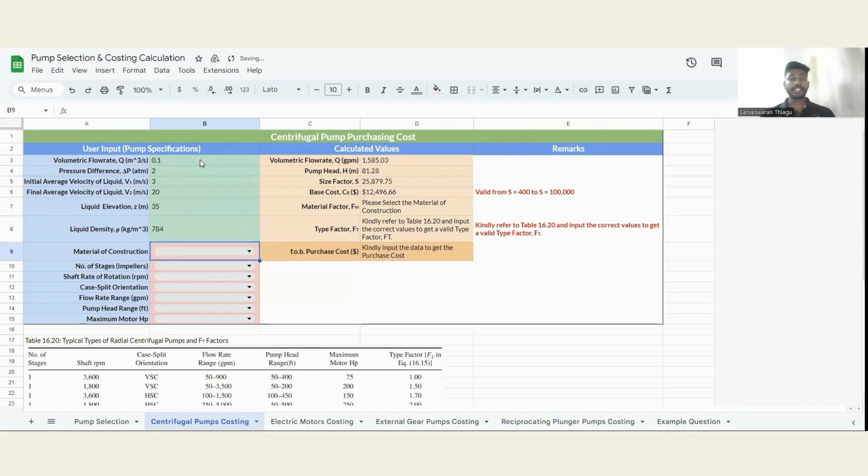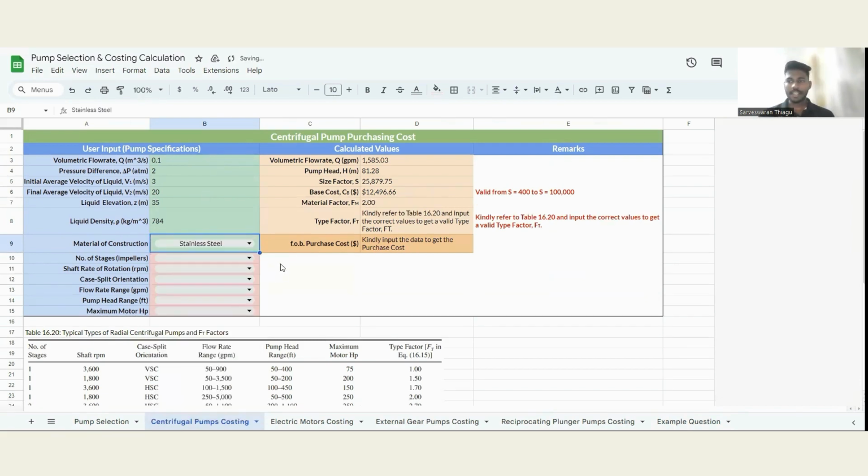Now, why do we select stainless steel? Because of the corrosivity of acetone, where cheaper materials such as ductile iron and cast iron are less suitable. And the difference between the HSC and the VSC is that in the horizontal split case pump, the casing is split horizontally along the center line of the pump shaft, while in the vertical split case pump, the casing is split vertically, perpendicular to the ground.